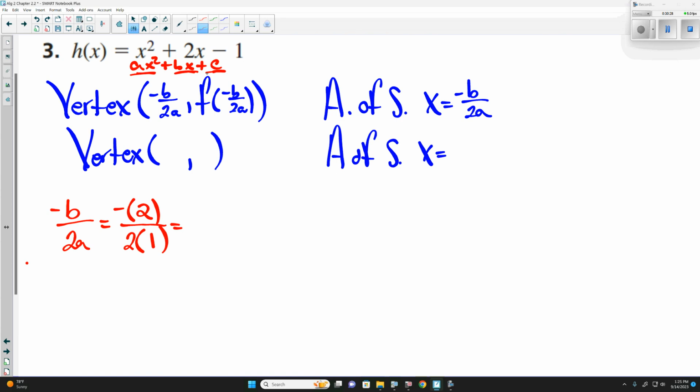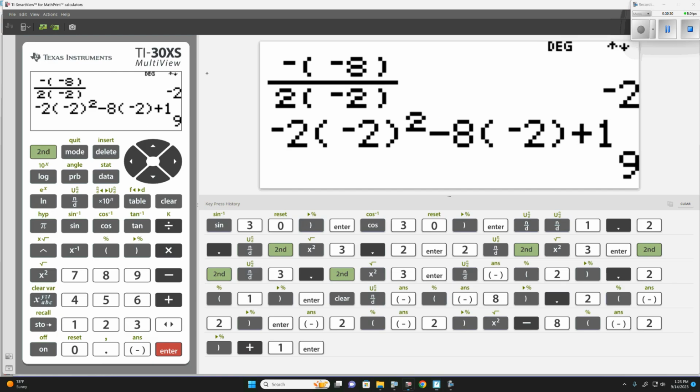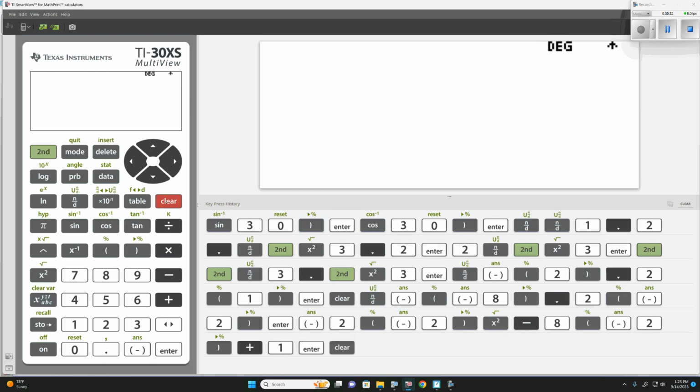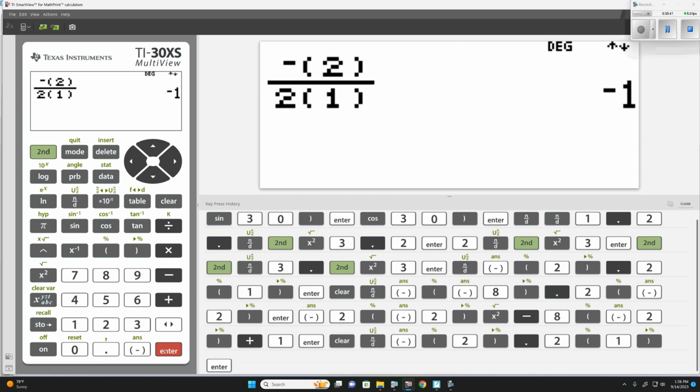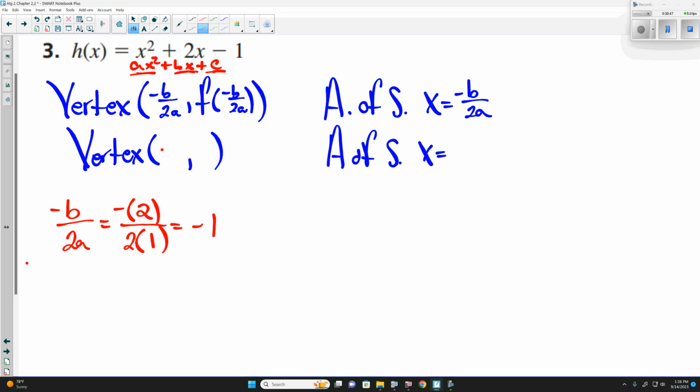Now we need to evaluate this here. We don't have to do it by hand. We can do it in the calculator and let it tell us that it is -1. So the x value of the vertex is -1. The axis of symmetry is x is equal to -1.